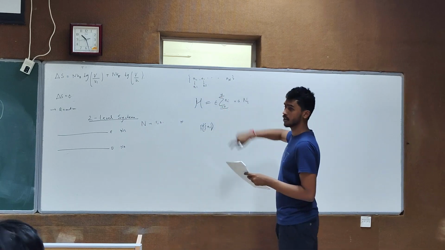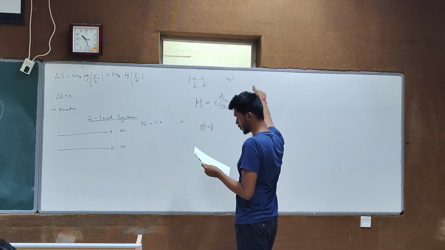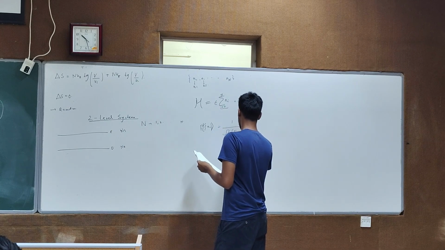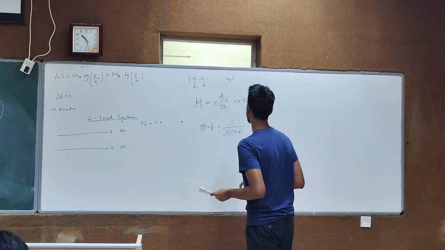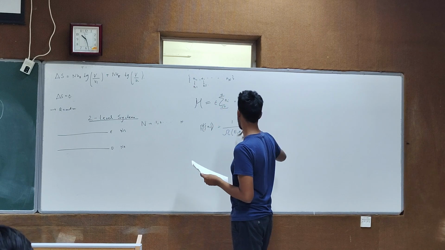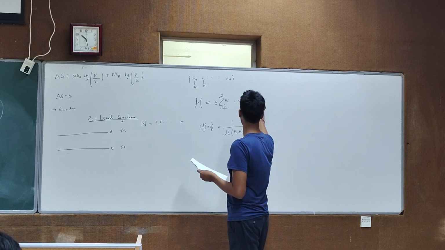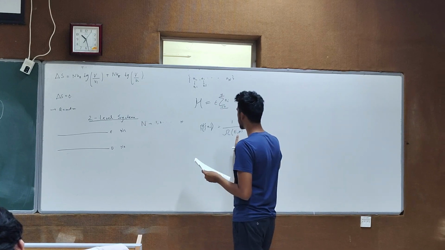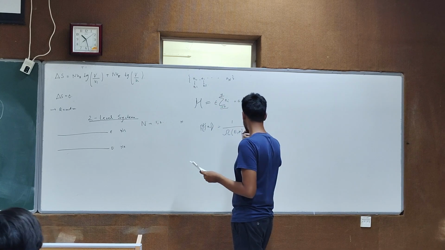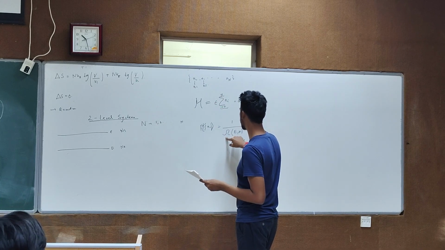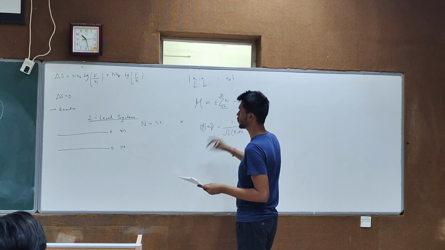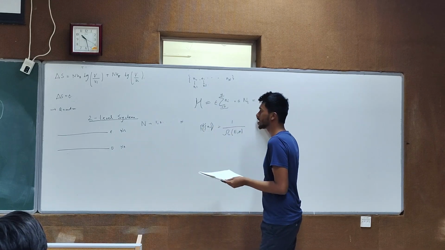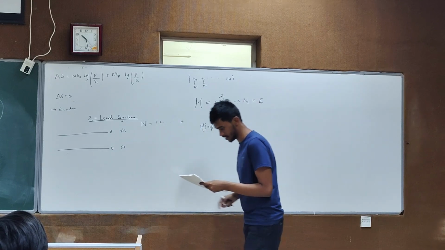So the probability of one of these configurations of states would be basically 1 by omega, where this is the total energy of the system, which is E. This is the total energy of the system, and this is the total number of particles in the system. And this omega is basically the number of ways you can arrange these particles in the system, such that your total energy is E and number of particles is N.